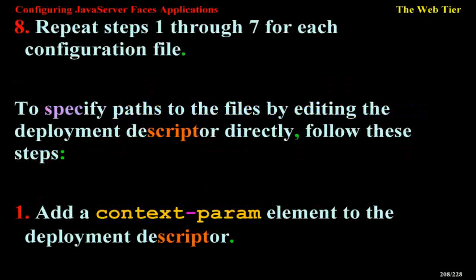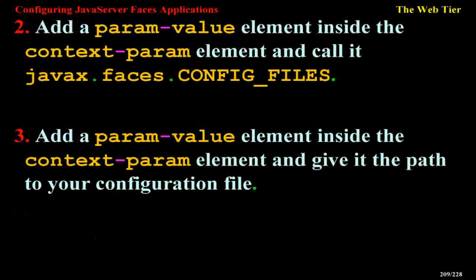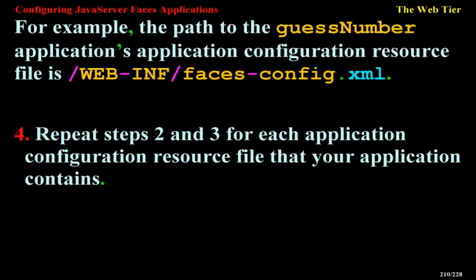To specify paths to the files by editing the deployment descriptor directly, follow these steps. Add a context-param element to the deployment descriptor. Add a param-name element inside the context-param element and call it javax.faces.CONFIG_FILES. Add a param-value element inside the context-param element and give it the path to your configuration file. For example, the path to the guessnumber application's application configuration resource file is /WEB-INF/faces-config.xml. Repeat steps 2 and 3 for each application configuration resource file that your application contains.